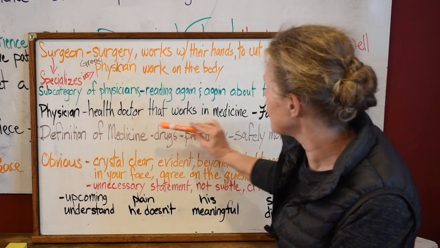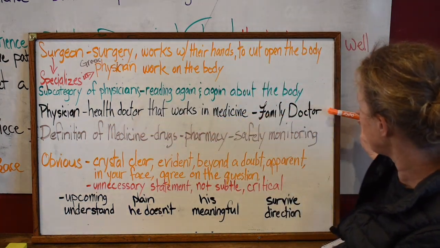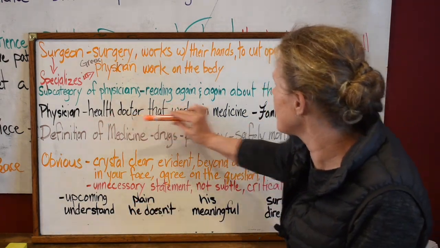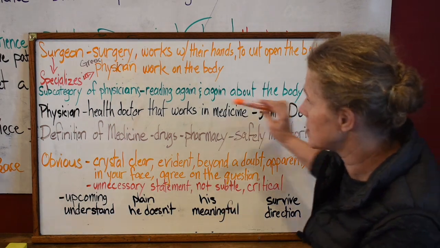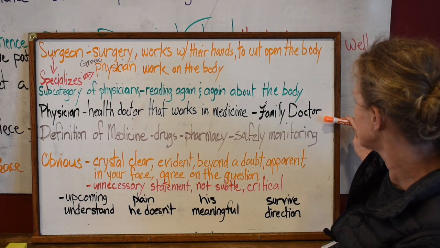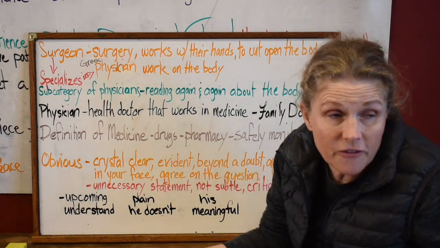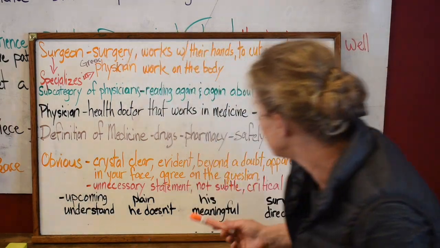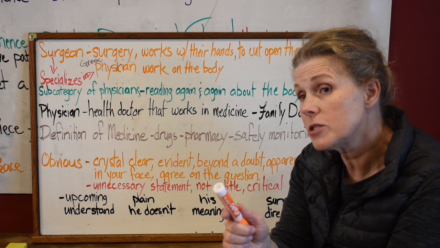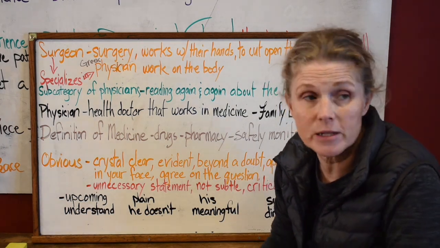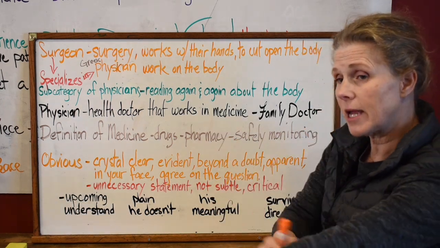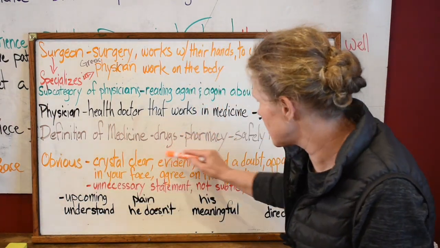So physicians, they are health doctors that work in medicine, like a family doctor. If they just say, I'm a physician, then you need to figure out what they are, either if they're specializing in something, but oftentimes you're going to see them as family doctors. Now, what's the definition of medicine? Is that herbs? Healthy drugs. No, not drugs that can help people, but then sometimes we abuse them, right? Mm-hmm. But Paul, I like how you're saying healthy drugs. So a definition of medicine, it's drugs.